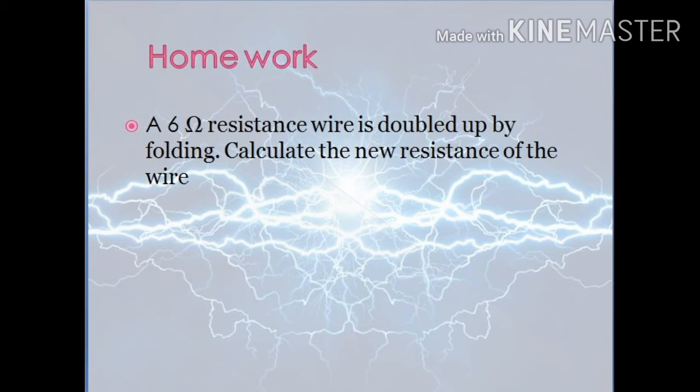So there is a homework for you. A 6 ohm resistance wire is doubled up by folding. Calculate the new resistance of the wire.